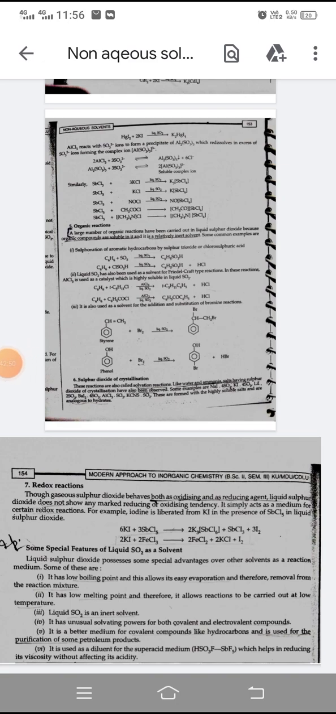Some special features of liquid SO2 as a solvent. Liquid sulfur dioxide possesses some special advantages over other solvents as a reaction medium. First, it has a low boiling point, and this allows easy evaporation and therefore removal from the reaction mixture. Second, it has a low melting point and therefore it allows reactions to be carried out at low temperature. Third, liquid SO2 is an inert solvent.